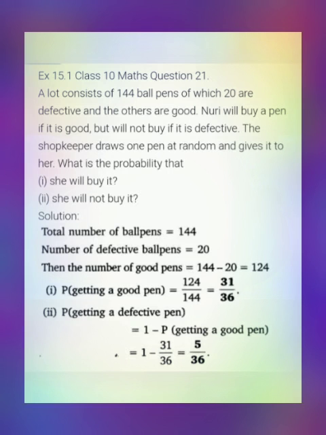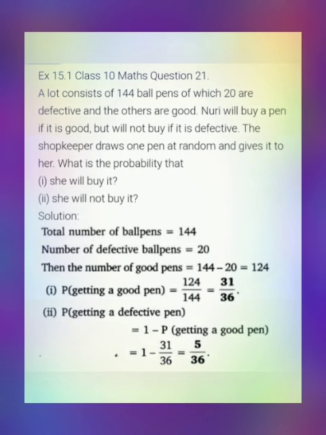A lot consists of 144 ball pens, of which 20 are defective and the others are good. Nuri will buy a pen if it is good, but will not buy if it is defective. The shopkeeper draws one pen at random and gives it to her. This is the situation given. The question is, what is the probability? The first part is, what is the probability that she will buy it? And the second part is, what is the probability that she will not buy it?